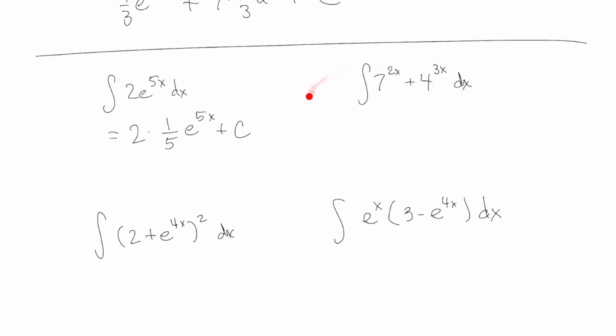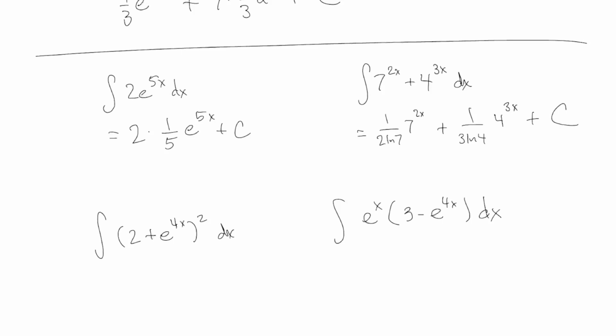So that was just directly plugging into the formula. And then this one over here, similar, you just directly plug into the formula. This time you need the a to the kx formulas. This one you should get 1 over 2 ln 7, 7 to the 2x, plus 1 over 3 ln 4, 4 to the 3x. That was using the a to the kx formula twice. Just directly plugging in. No funny business.